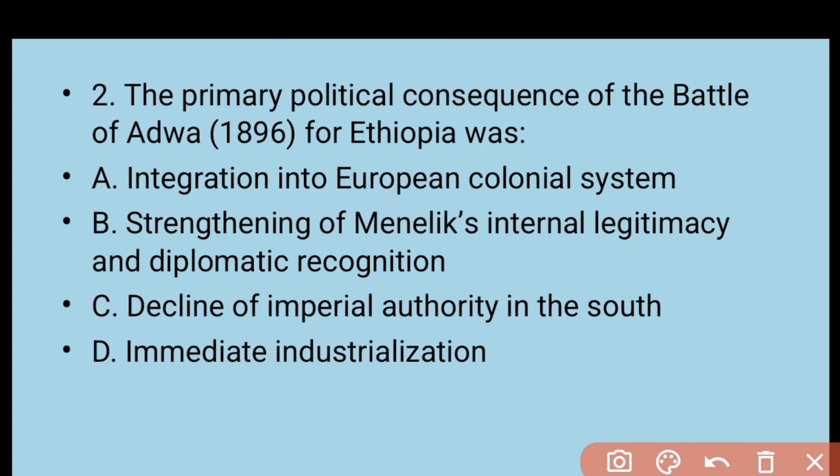Question number 2. The primary political consequence of the Battle of Adwa in 1896 for Ethiopia was A. Integration into the European colonial system, B. Strengthening of Menelik's internal legitimacy and diplomatic recognition, C. Decline of imperial authority in the South, D. Immediate industrialization. The correct answer is B. Strengthening of Menelik's internal legitimacy and diplomatic recognition. This was the one consequence of the Battle of Adwa.